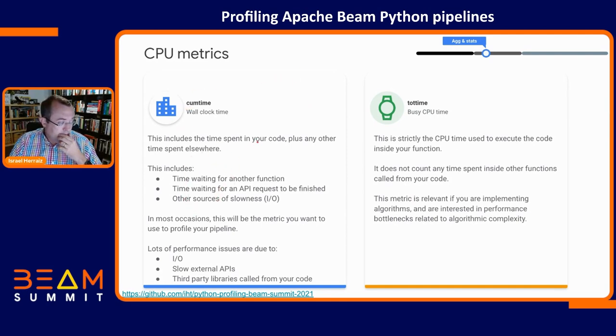So basically, if you're interested in performance issues due to input output, slow external APIs, or third party libraries, this is the metric that you have to use.